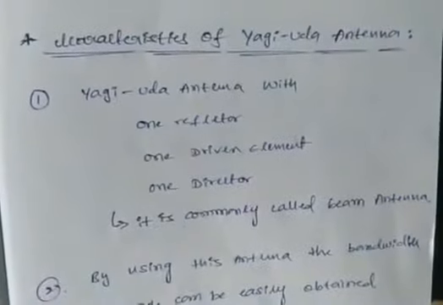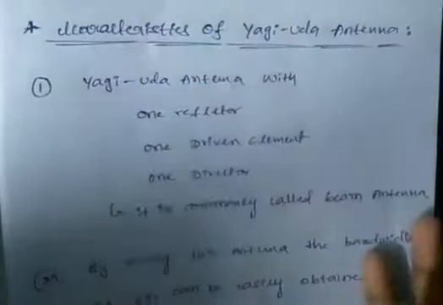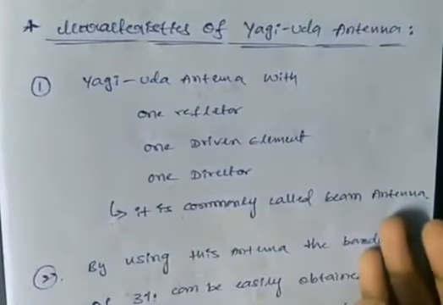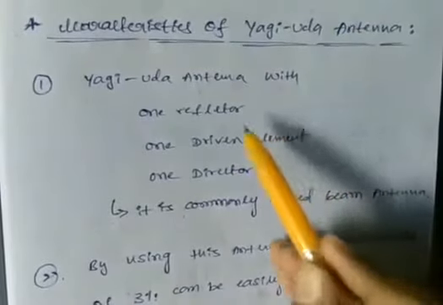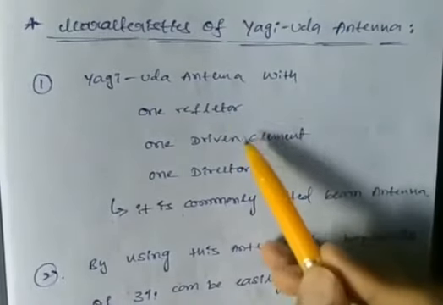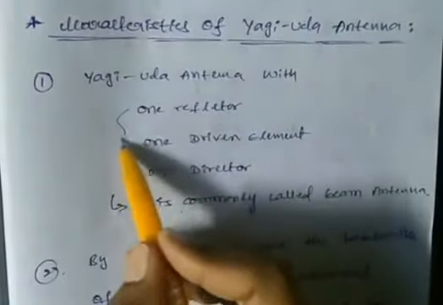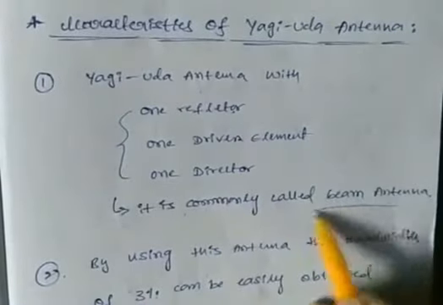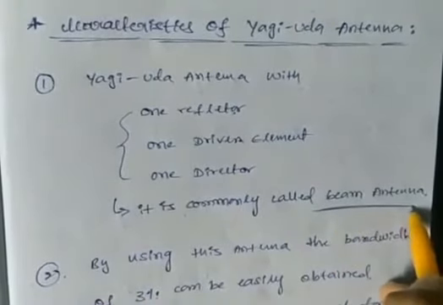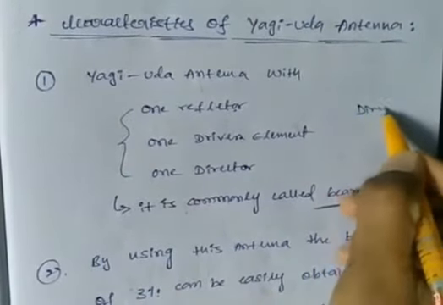And now we are going to see the characteristics of the Yagi-Uda antenna. So what are the characteristics? Already we know the Yagi-Uda antenna is a 3 element antenna. Generally in the Yagi-Uda antenna, we have one reflector, one driven element, one director. A Yagi-Uda antenna consisting of one reflector, one driven element, one director is directly called a beam antenna. For increasing gain only, we increase the number of directors.